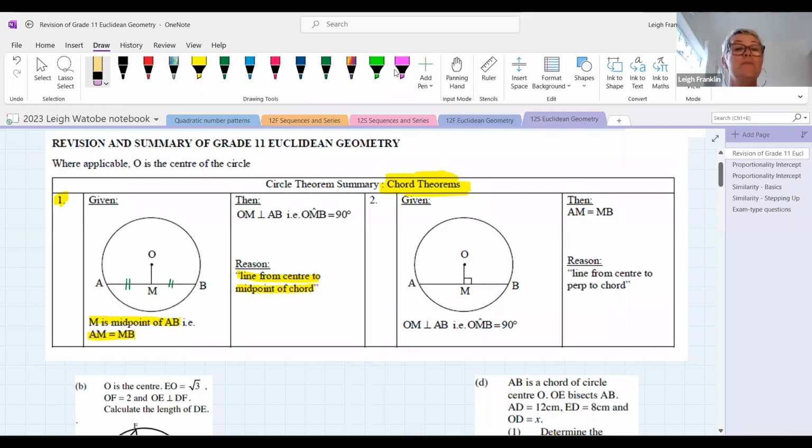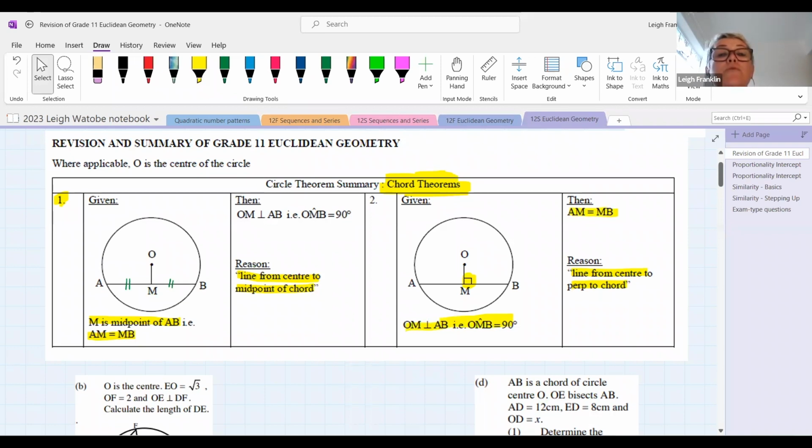The other chord theorem that is important for us is this one, line from center perpendicular to chord. Here we have been given the right angle. The diagram comes with the right angle, or they tell us at M the angle is 90. So this information is given to us. This allows us to conclude that AM equals MB. So if we're concluding that AM equals MB, then we are using line from center perpendicular to chord. People often get very confused with these.